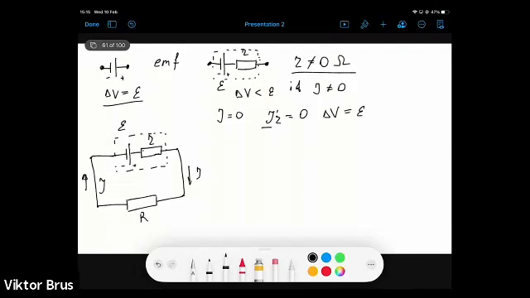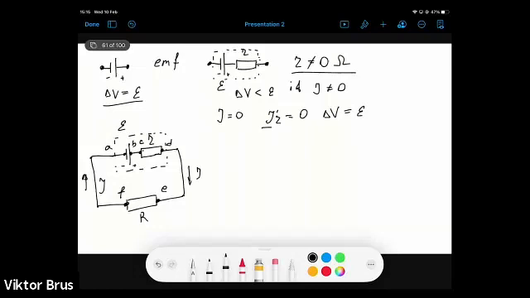And what we want to do now is consider how potential will vary from point to point. So we will have some points of our interest. This will be point A, B. Here will be point C. Here D. Here point E, and here point F.